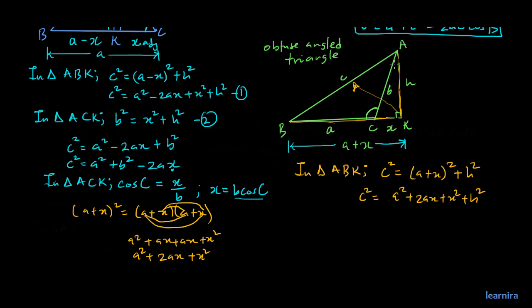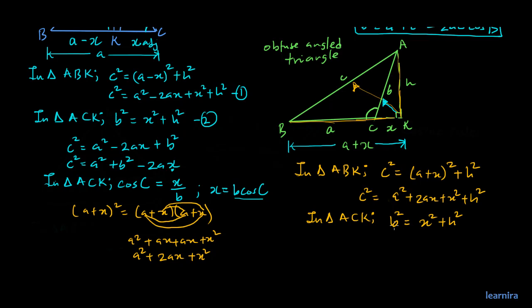Now from the smaller triangle here, which is triangle ACK, we can apply the Pythagoras theorem here too. The hypotenuse is the side facing the angle 90 degrees. That's this side, so that's b. So let's say b squared is equal to the sum of the squares of the other sides, which are h and x here. So we'll just put x squared plus h squared.